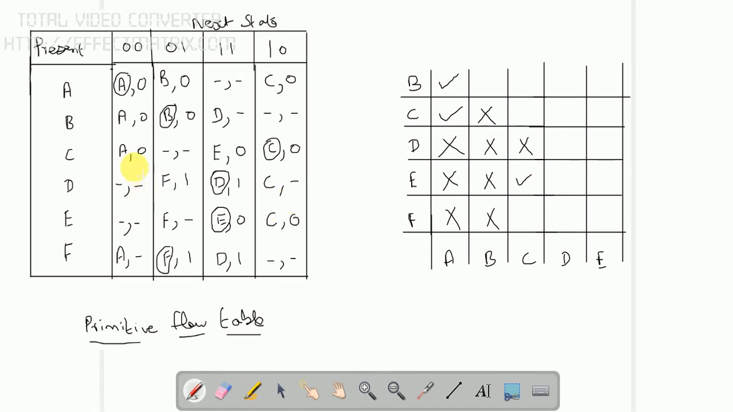Whereas C and F: A comma 0, A comma dash, no problem. Dash comma dash, F comma 1, no problem. But E comma 0, D comma 1. So there is an opposite state. So it is not equal.